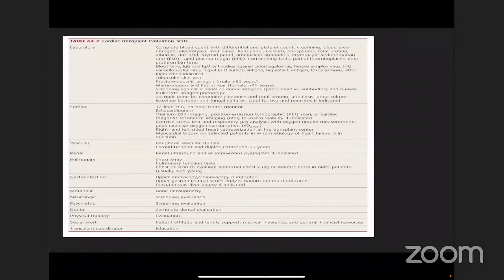The cardiac transplant evaluation tools regarding labs and cardiac imaging, and lab-wise and regarding vascular, renal, pulmonary, GIT, and metabolic, neurological, psychiatric, dental, social, and transplant coordinator.